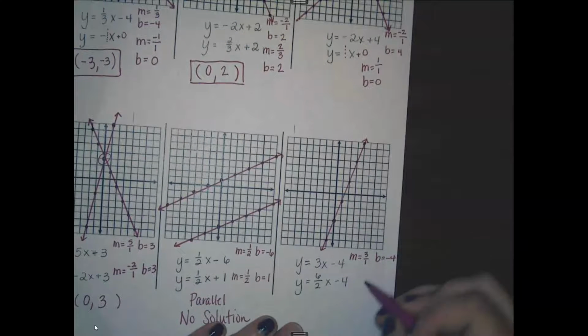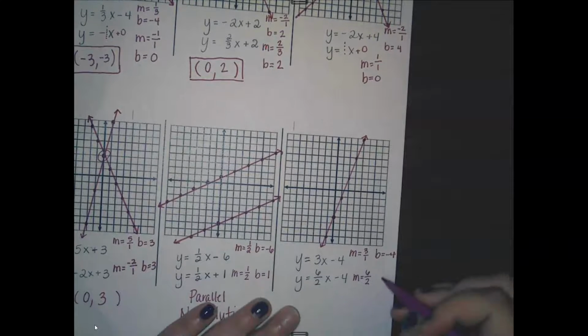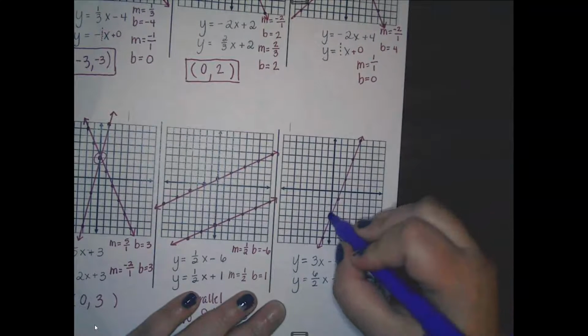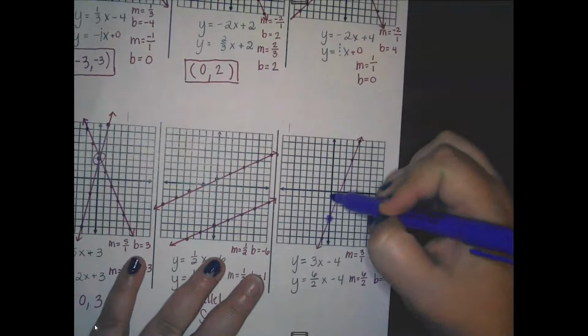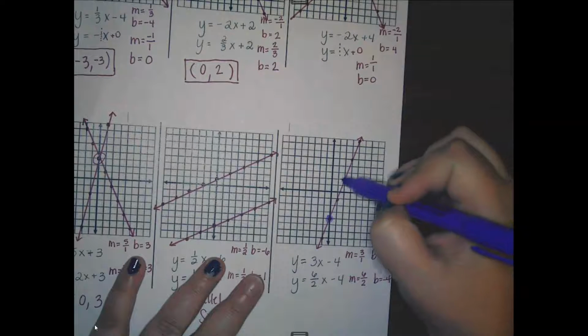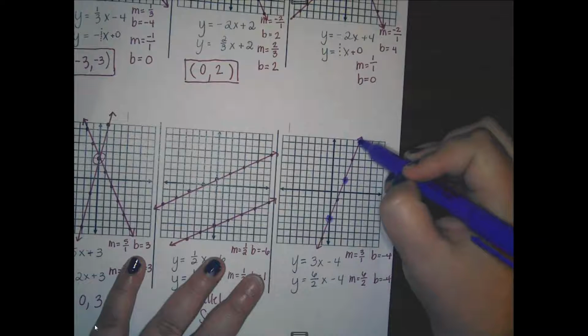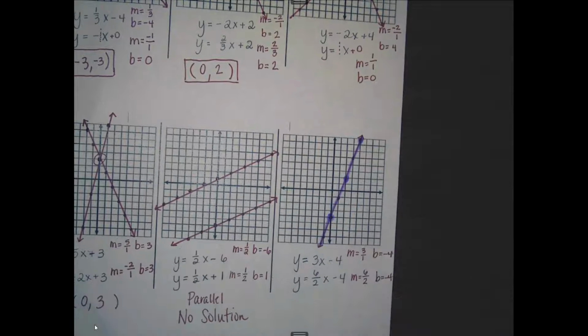All right, our next one has a slope of 6 over 2 and a y-intercept at -4. So we have a common y-intercept. I don't like putting a dot on top of the same color dot. I'm going to go up 6 and over 2, up 6, over 2, and we can see that it fell on the same line.